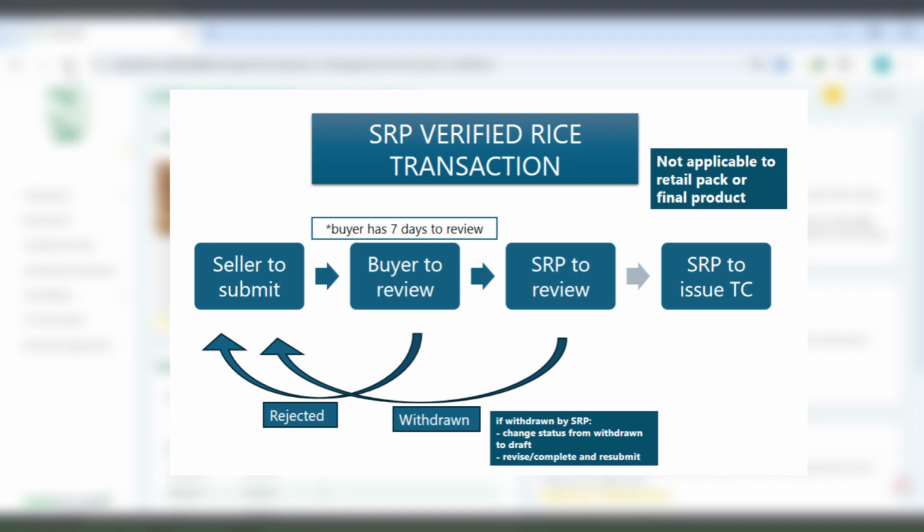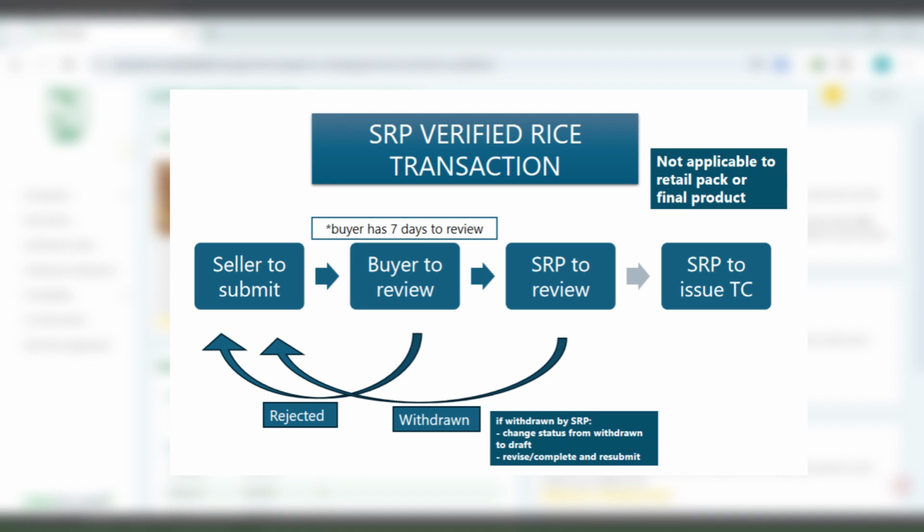The transaction flow will be, first, the seller submits a transaction record in RiceTrace. After that, the buyer will have to review it and either reject or approve it. If the buyer finds incorrect information, the buyer can reject it and it will be sent back to the seller to revise it. If everything is good, then the buyer can approve it and it will be forwarded to SRP to review. If SRP finds any mistake or insufficient information, the transaction status will be set to withdrawn.